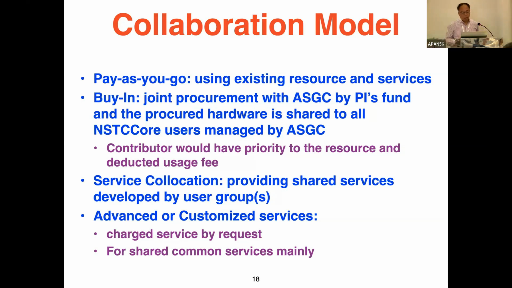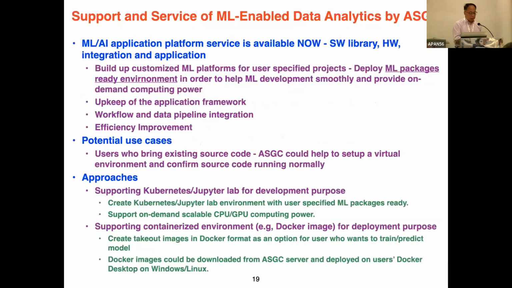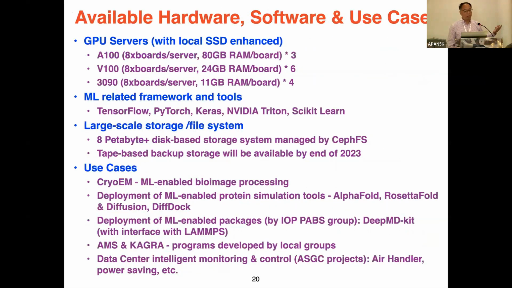Because of the time, I have to switch to the second speaker at exactly 9:30. So I might skip the rest of my slides, including the support for machine learning enabled data analysis. If you are interested, we can discuss it in the second session. For machine learning applications, we support various GPU models, including A100, V100, 3090, and also the frameworks. There are also some use cases. This is a very simplified system diagram of how we support those scientific applications.